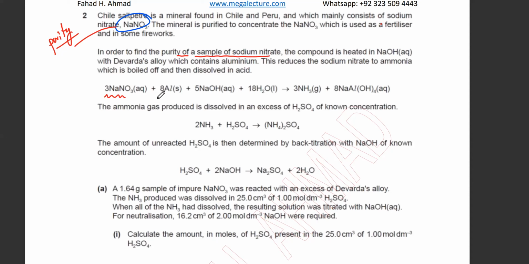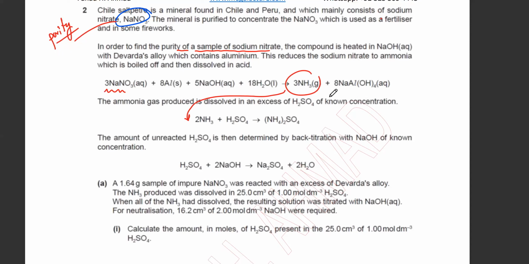Now, it then states that the ammonia gas produced is dissolved in an excess of H2SO4 of known concentration. So the ammonia gas that's produced, it's taken, and another reaction is done. It's reacted with an excess of H2SO4. So remember, focus on this, that there is an excess of H2SO4.